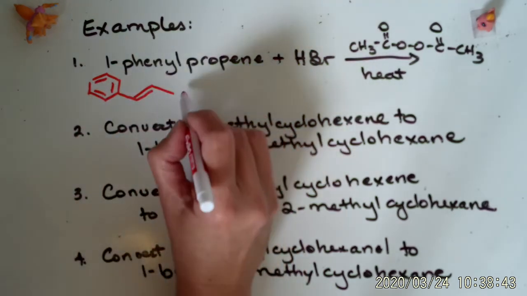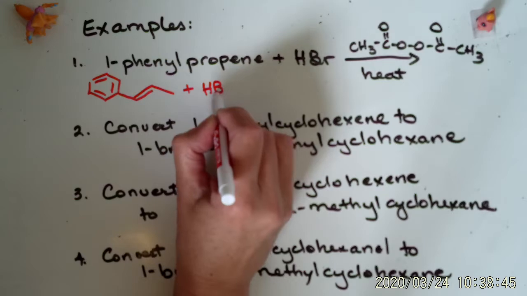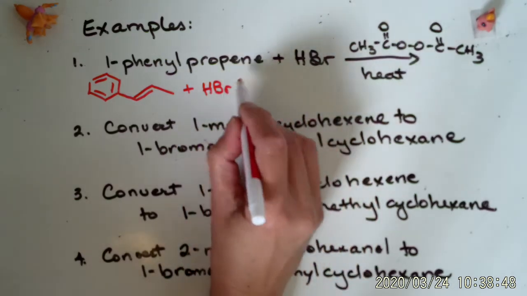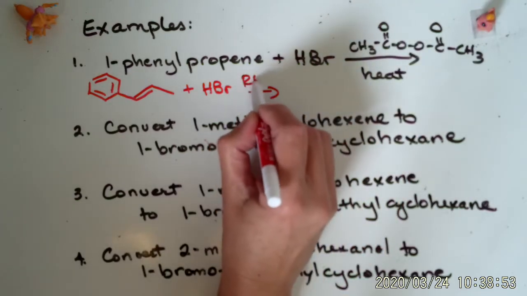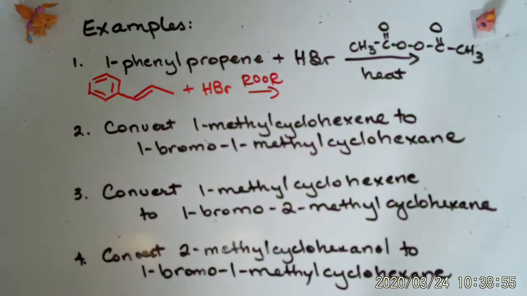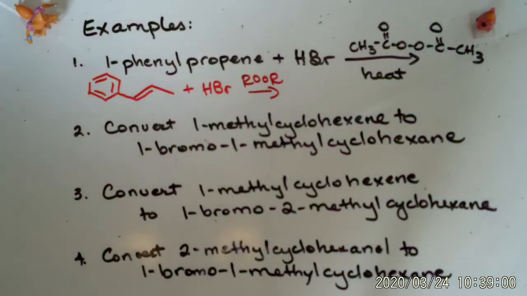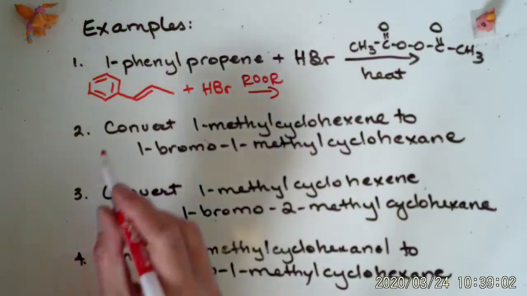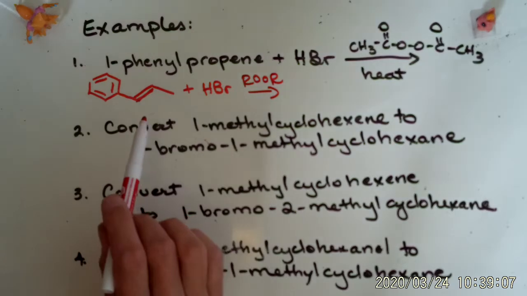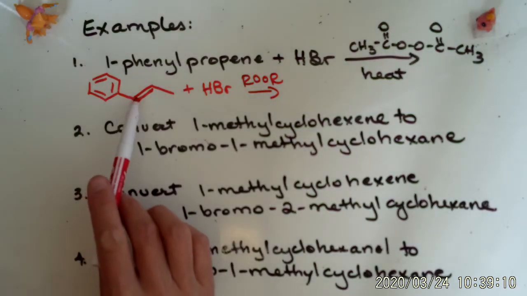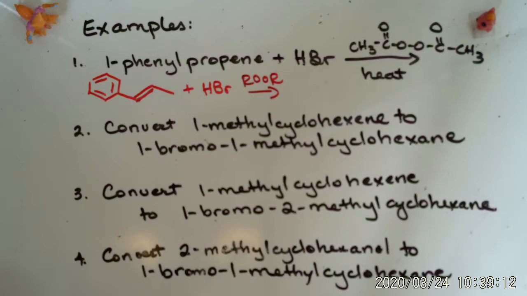Okay, I'm going to add HBr. Okay, and I have a peroxide. So once I see the peroxide, then I know what's going to happen is I'm going to add anti-Markovnikov, right? So how do I do this? Because if you look at this, wait a second. That has one substituent. That has one substituent. So how do I know what my regiochemistry is going to be?